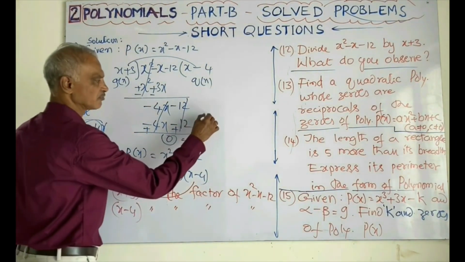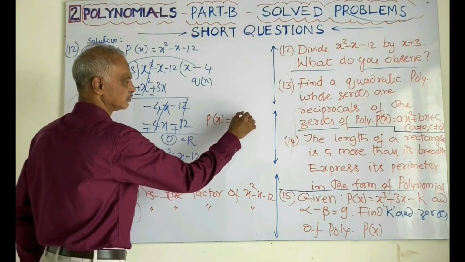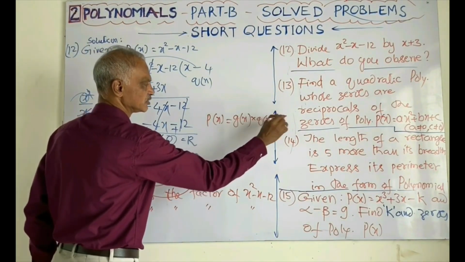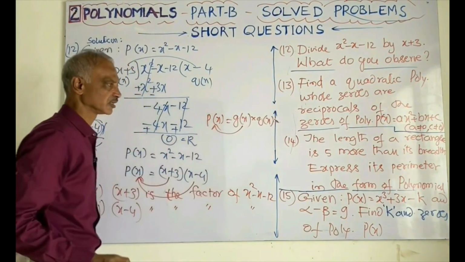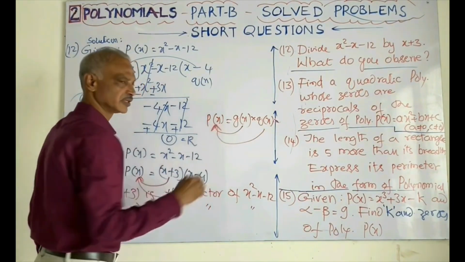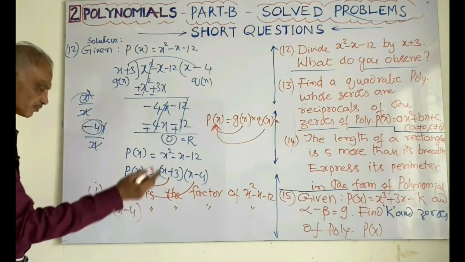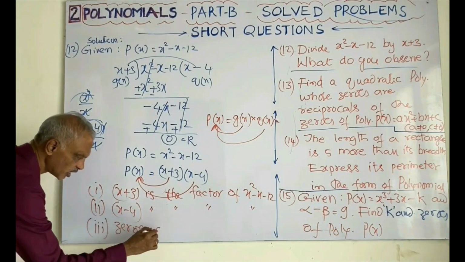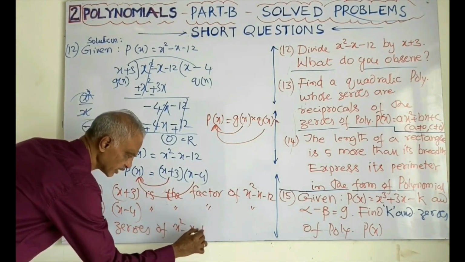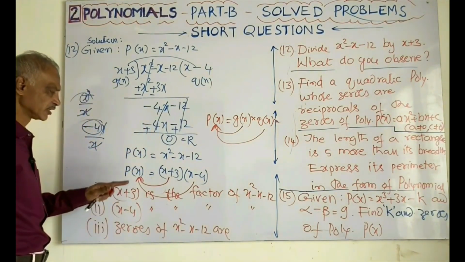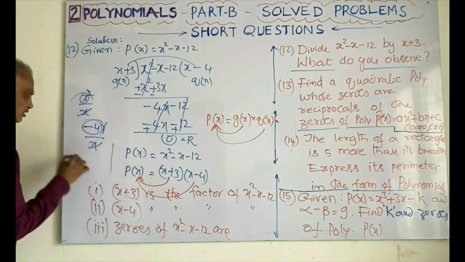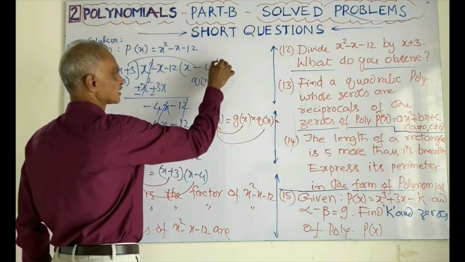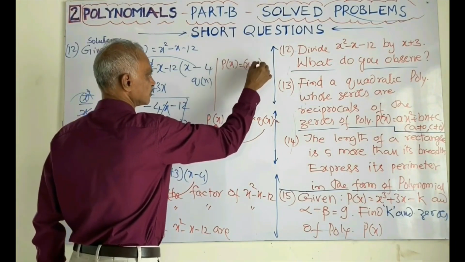By the division algorithm, p of x is equal to g of x into q of x. What remainder did you get? Remainder is 0. Therefore g of x is a divisor of p of x, and q of x is also a divisor, meaning a factor. x minus 4 is a factor. And also you can write the zeros of x square minus x minus 12. What are the zeros here? P of x is equal to x plus 3 into x minus 4.